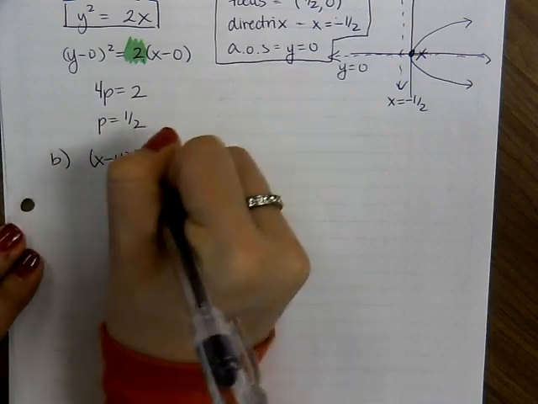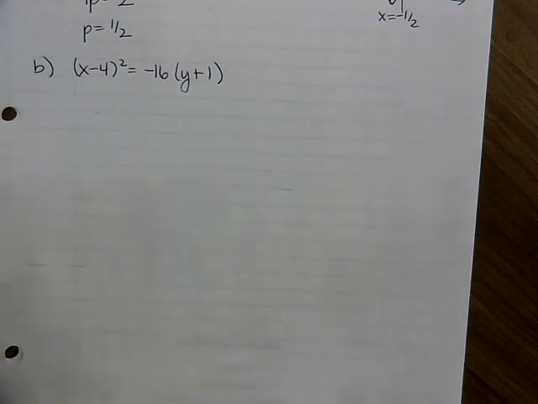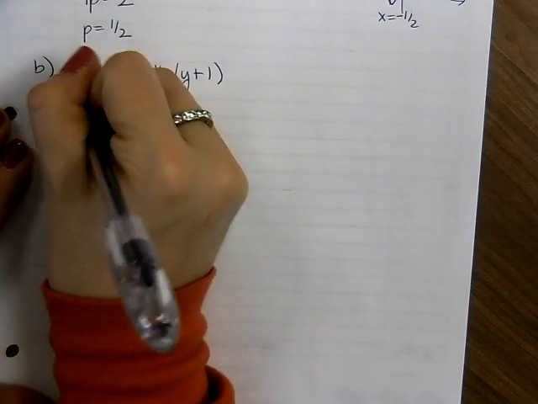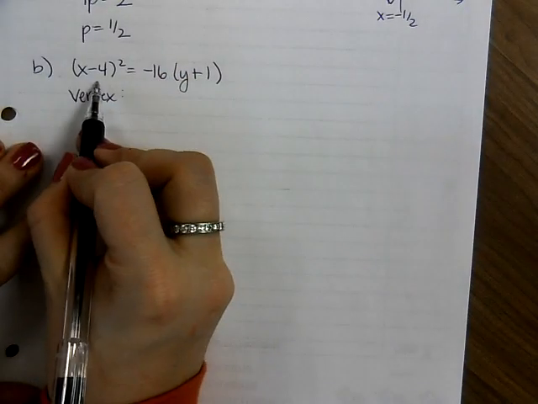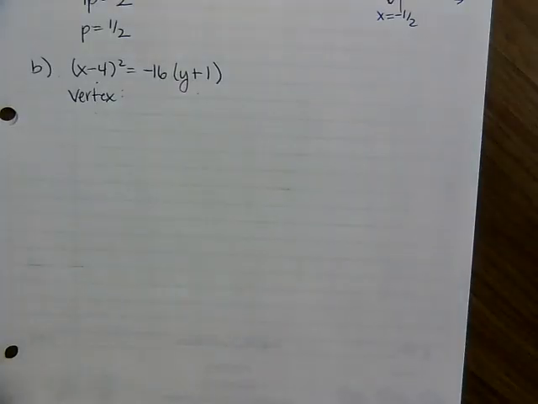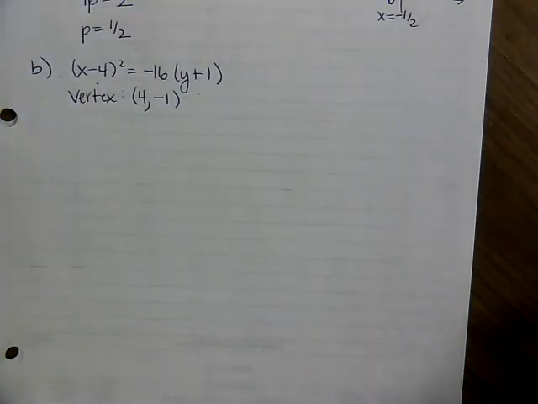X minus 4 squared equals -16 times y plus 1. Okay, so they wanted us to put it in standard form. It's already in standard form, right? So that's done. Now I have to find all that information. So where is the vertex? 4, -1. It's got to be the opposite of what you see, just like the circle center was, the opposite of what was in the parentheses. So this is at 4, -1. Which way does it point? Got to point down, right?